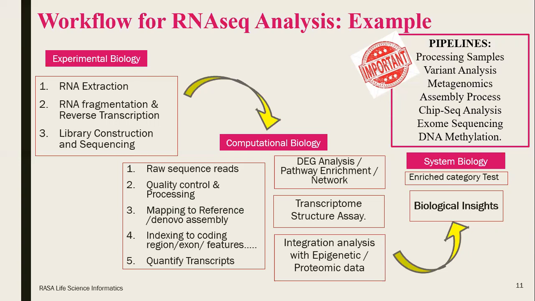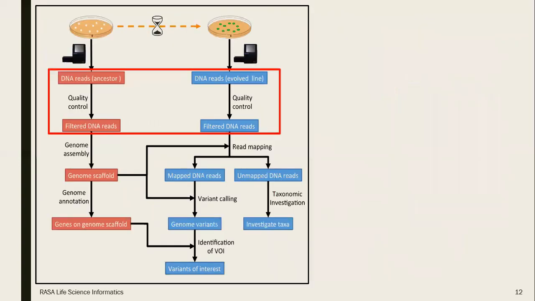Now let's move to another example of the NGS workflow. As we can see in this picture, genetic variant analysis. We can see here a sample is taken from, let's say, a human gut sample or any microbial species, which is needed to be sequenced.